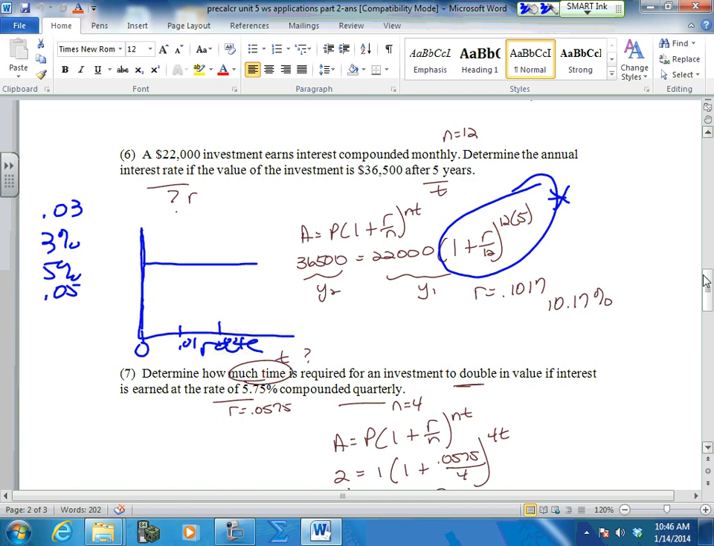And if you want to leave it as a decimal or you want to move it to a percent, just move it over 2 decimal places. Sound good? How many of you were able to get this one? Yeah? Good. It was just like number 5. The rate is always a little trickier because it is so small.